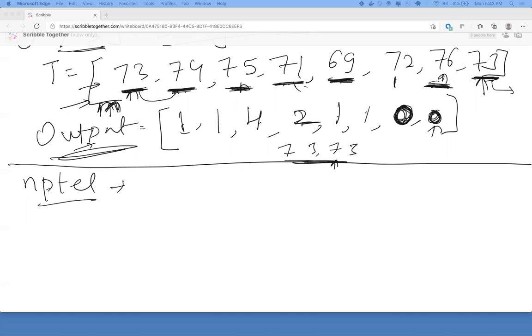Ankur, I'm still confused. I understand the 75 has a 4 because the next day is not a warmer day. But the 71, it's 2 days because 69 is lower than 71. But 72, I thought, is higher than 71. I see. So if we see a temperature lower than the previous one, we skip it.